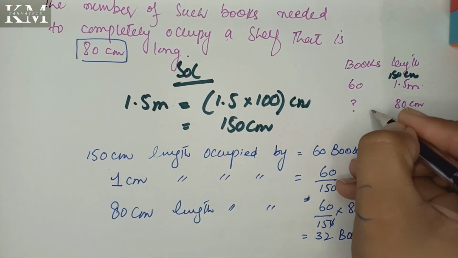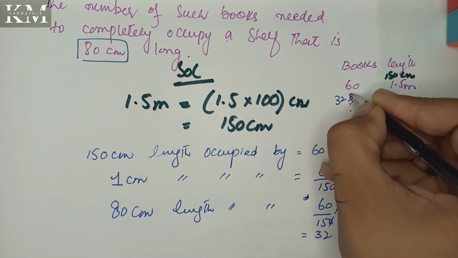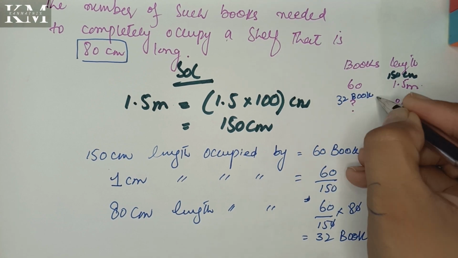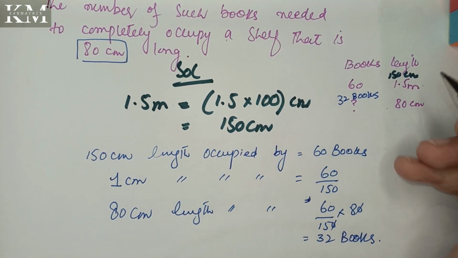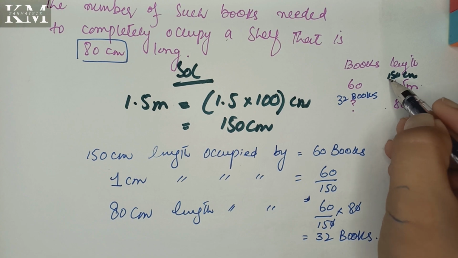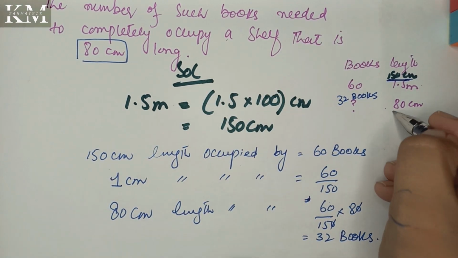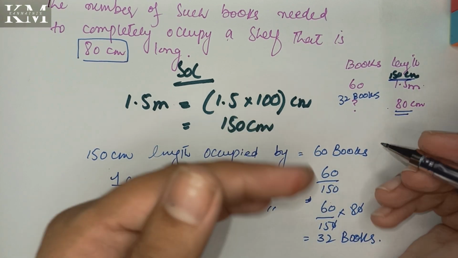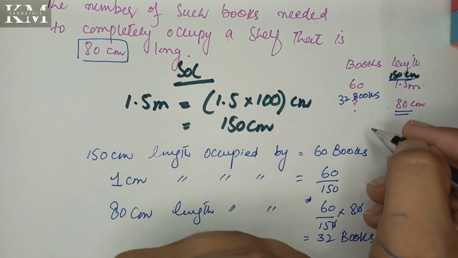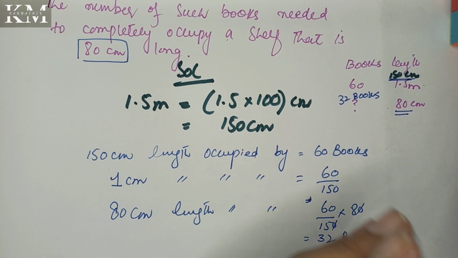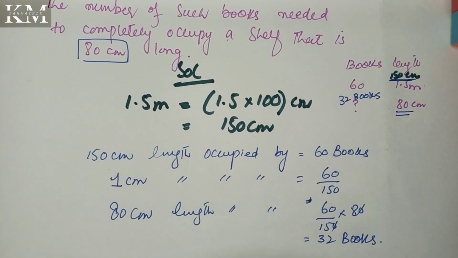Here we have 32 books occupying 80 centimeter length. You can see that when we had 150 centimeter length, and now we have less space, the length is less, so it means fewer books. So it's also a direct proportion, where both the quantities are decreasing.